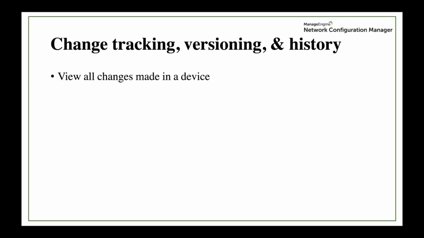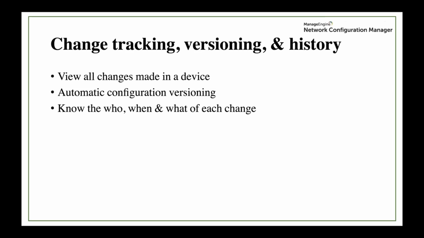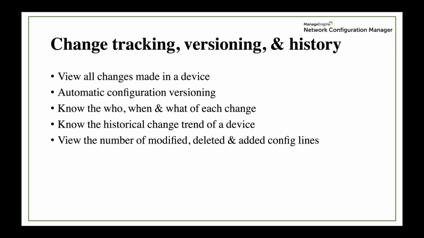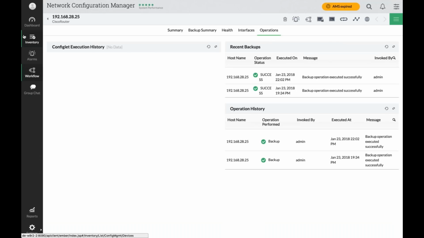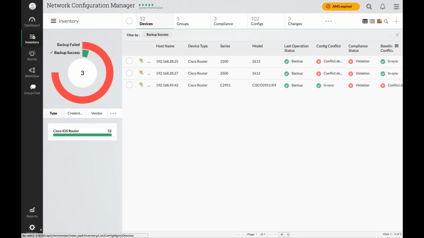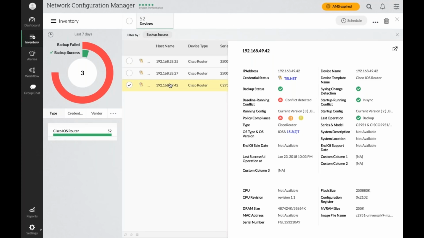So we'll be seeing all the changes that have been made in a particular device and the version increment for the changes that are happening, and full details about who made a change, what change they made, and when exactly they made that particular change. And we'll be able to see the configuration change trend for that device. And you'll also see the modified lines and the deleted and added lines for that device. For this, let's go to the inventory. You have the changes for this. Here, you can go to the snapshot page.